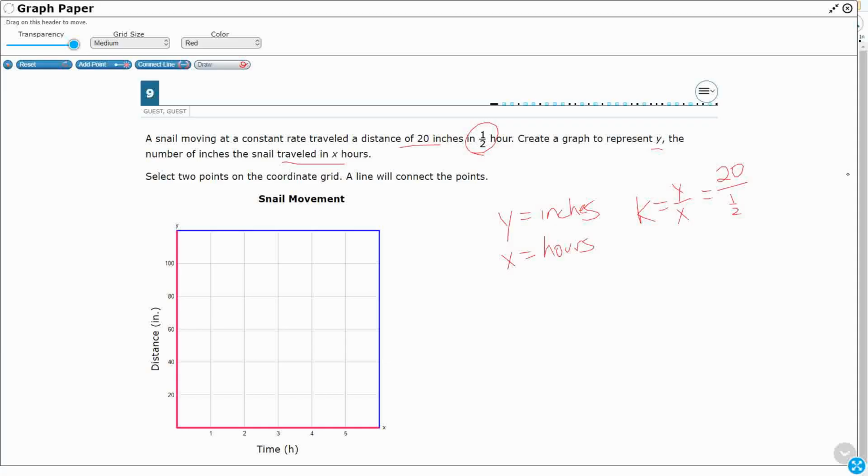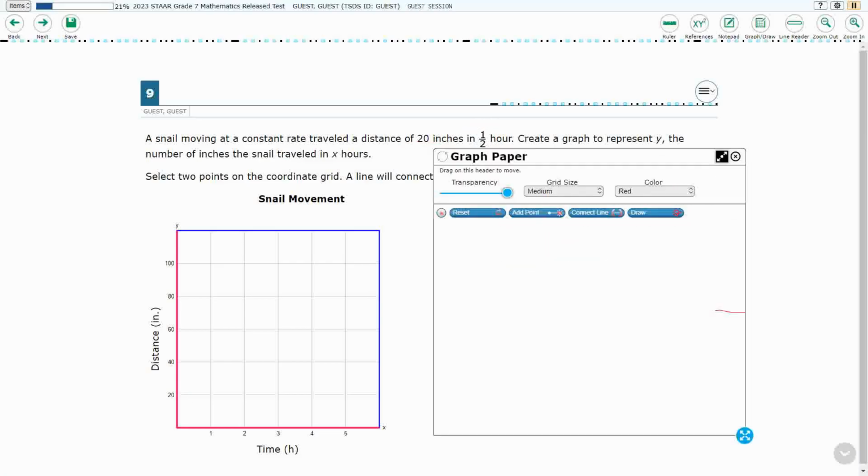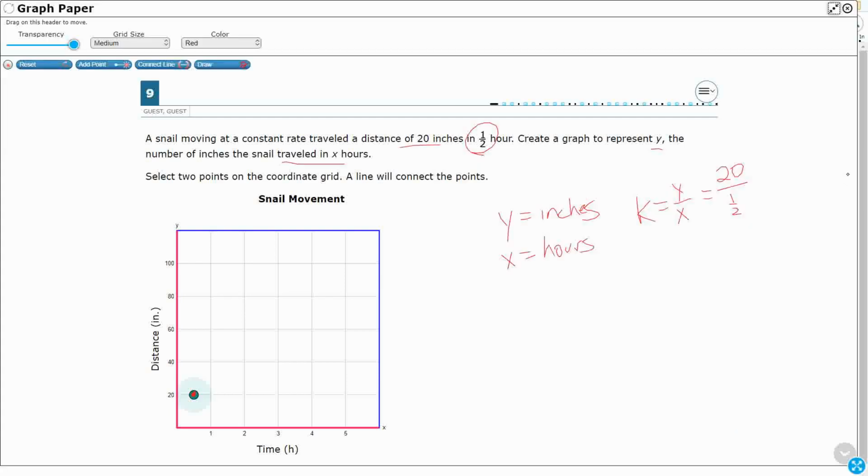But we can actually plot this here, right? So we've got x is 1/2, y is 20. So that first point looks like it's going to be right around there. And let's see if we can actually put that on there. See, we actually have a point right there at the half. So even though it's not on the grid line, we can actually put that right there.